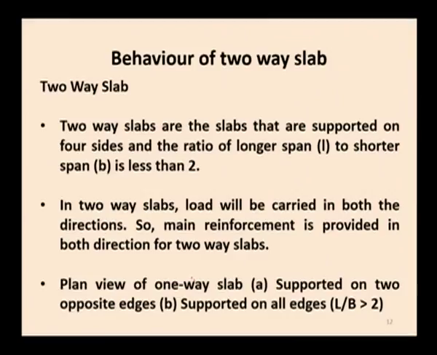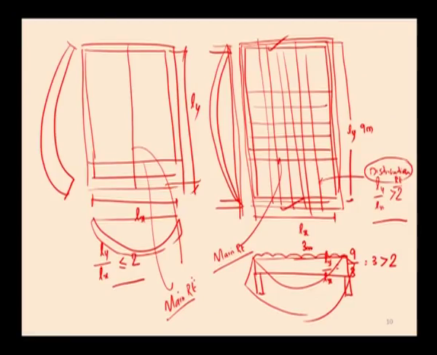In the long term, due to creep and shrinkage of concrete. In the two-way slab, this load will be carried in both the directions. So, in the case of one-way slab, the load has to be transferred along only one direction, that is on these two opposite beams or walls, not on these two walls, since it is spanned along only one direction.